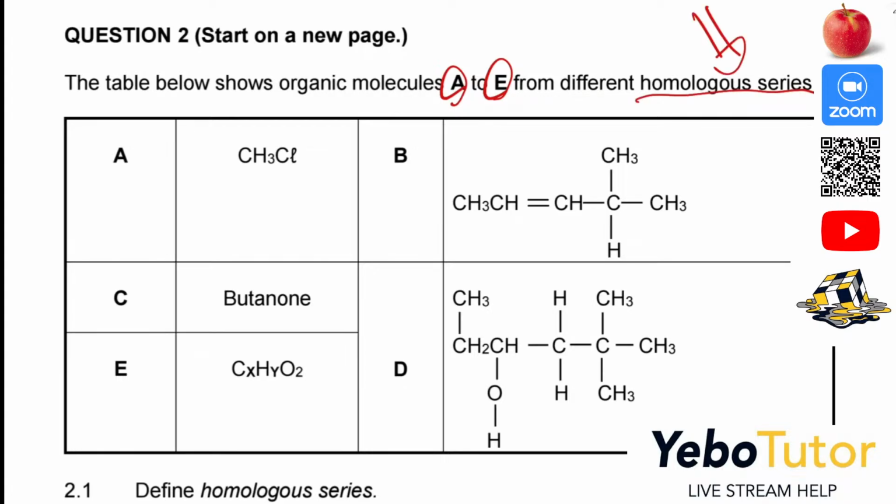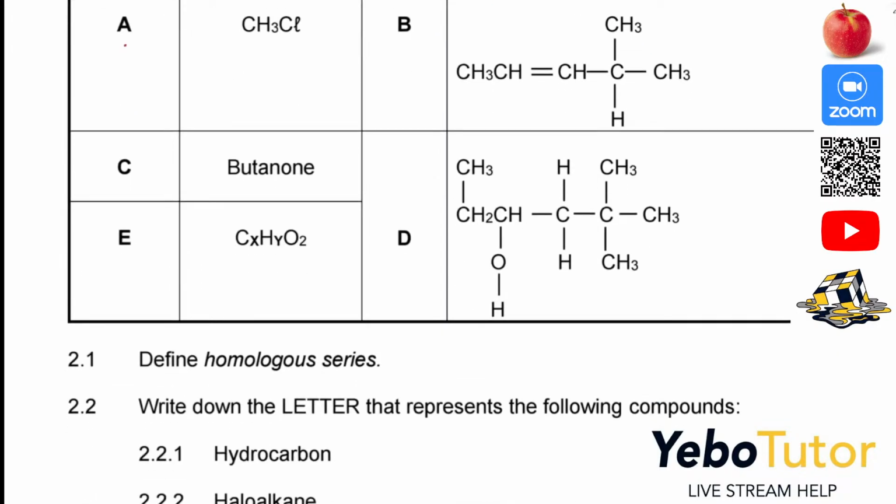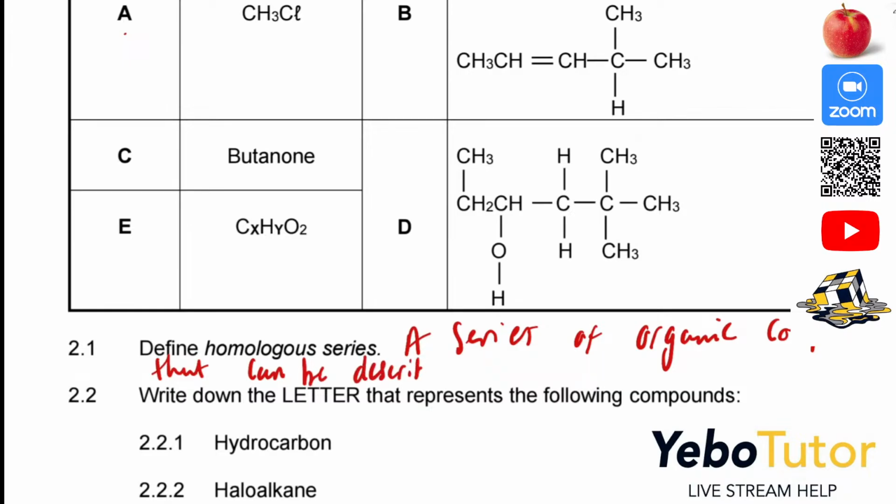Definitely they'll ask you what is or define homologous series. Okay, so we can see this is our A, we see our B, C, E, and all that. Now the first question, define the homologous series. Guys, this is easy. We know what is a homologous series. A homologous series is a series of organic compounds that can be described by the same general formula. Easy stuff. You get your 2 marks, guys.